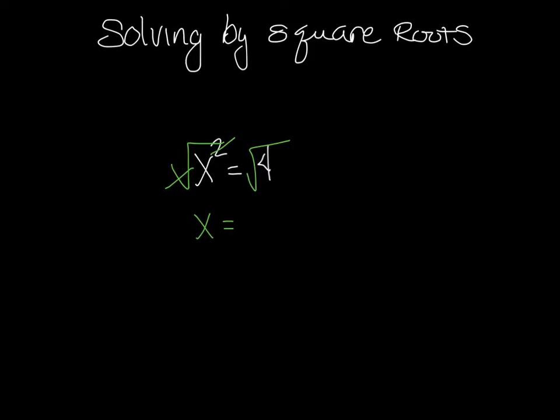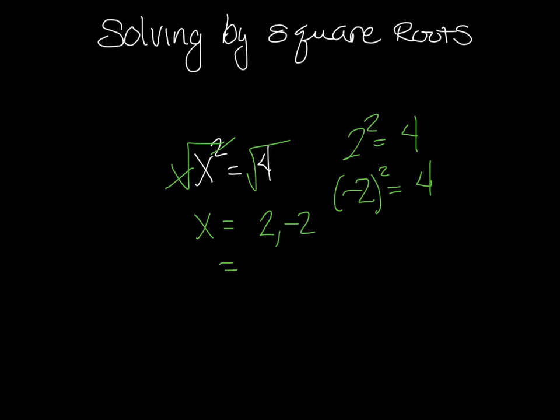Now the square root of 4, we all know, is 2. The problem is that's not the only answer, because I'm trying to find all solutions for this x right here. And guess what? If I square a 2, I get 4. Yes, that's true. But what if I square a negative 2? If I square a negative 2, I also get a positive 4, which means I should also have negative 2 as an answer.